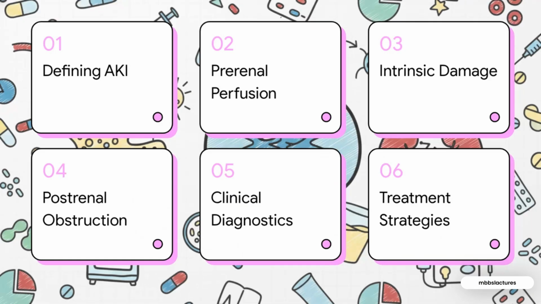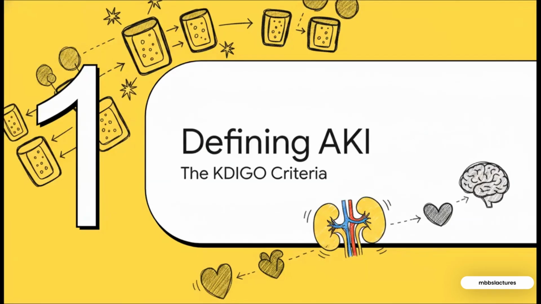To actually diagnose our patients effectively, we're going to use the classic anatomical triad approach. We'll step right through defining AKI, then look at pre-renal perfusion, intrinsic parenchymal damage, post-renal obstruction, clinical diagnostics, and finally, evidence-based treatment. All right, Section 1, defining acute kidney injury and the KDIGO criteria.